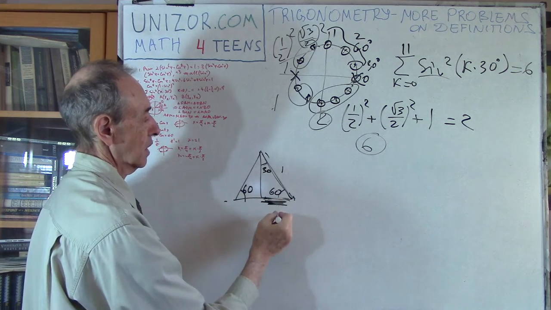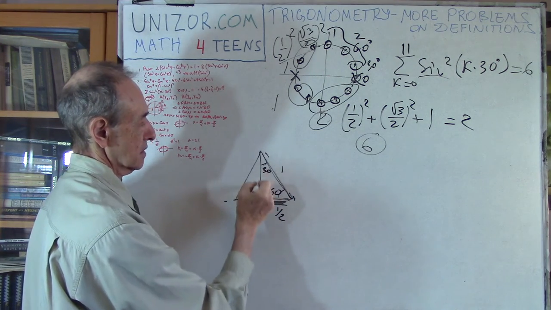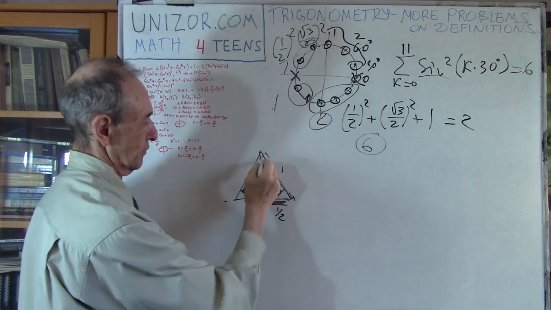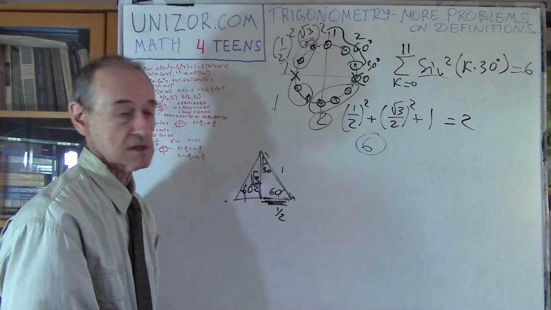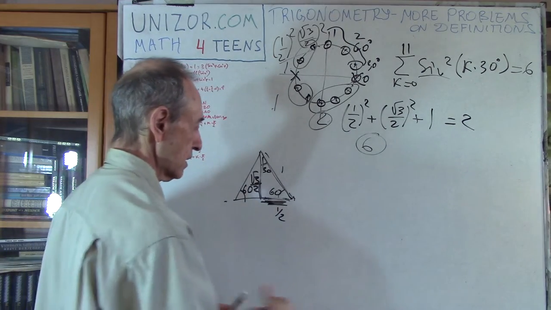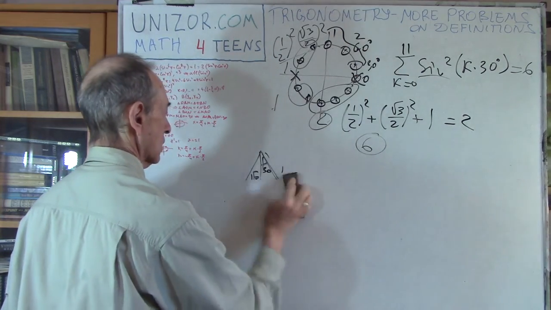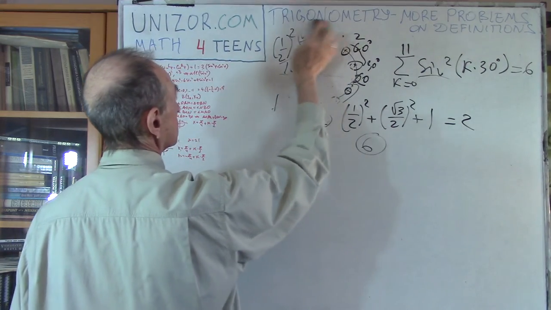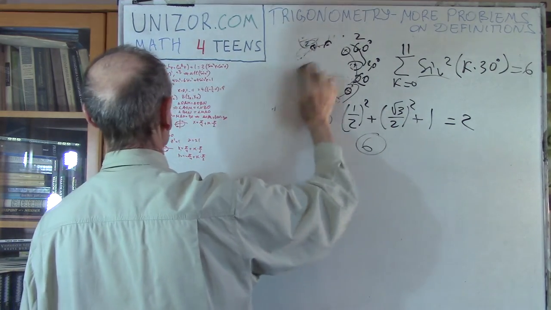And if this is 1 and this is 1/2, then by the Pythagorean theorem, that side will be square root of 3 over 2. So that would be sine of 60. So that's it. That's a simple thing, a direct consequence of the Pythagorean theorem. So that's it. That's my problem number 3.